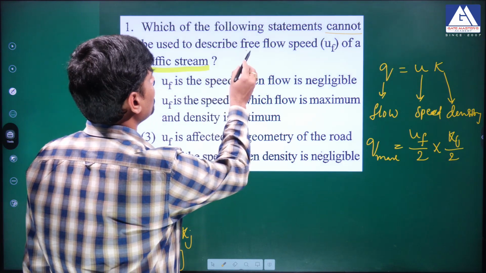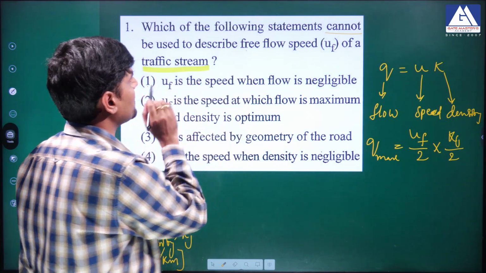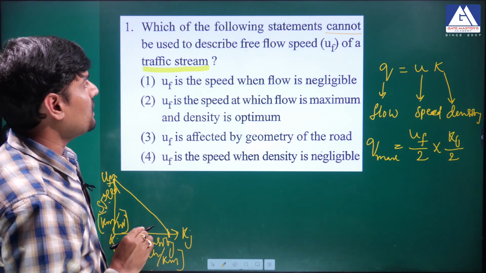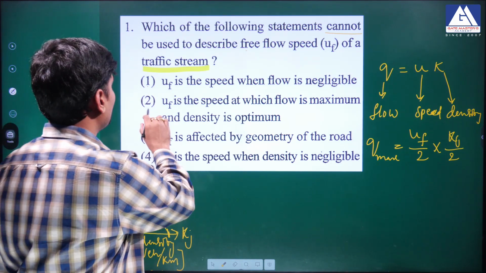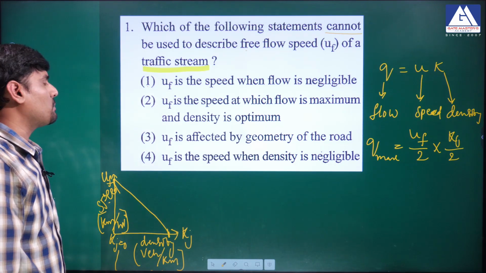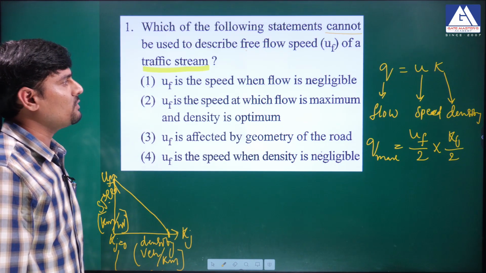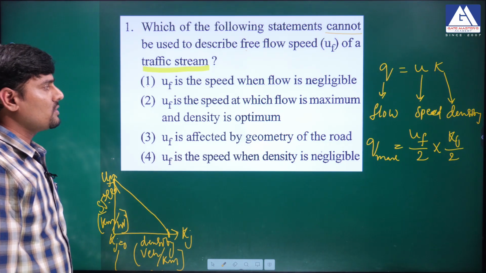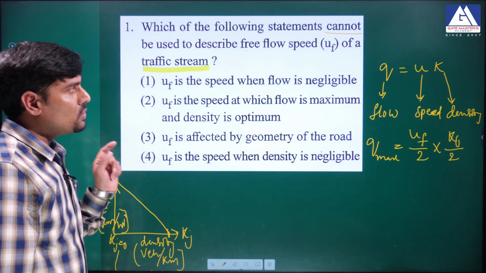So therefore, when we try to explain this free flow speed, flow cannot be negligible. And if we look at, for instance, option number 2, UF is the speed at which the flow is maximum and density is optimum. Of course, this can be used.